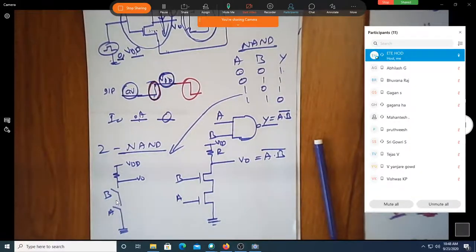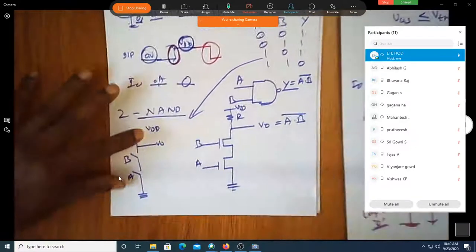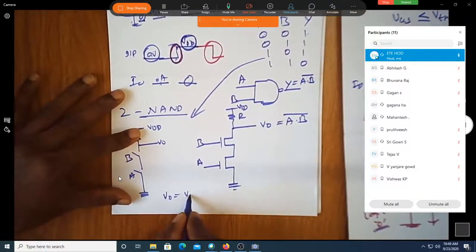A and B are open, sir. Can the current flow in an open circuit? No, sir. Then what is the current, what is the drop there? When current is 0, what is the drop? Zero. Drop is 0, no? Yes, sir. Shall I write V0 is equal to VDD minus ID into RD?